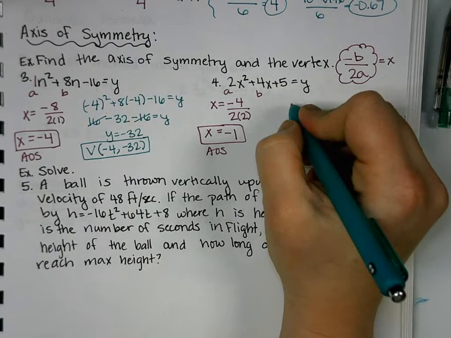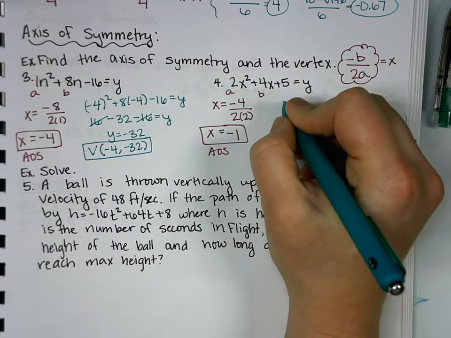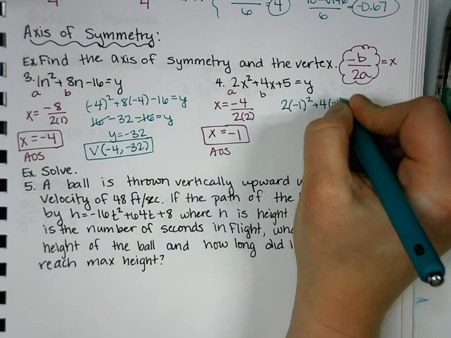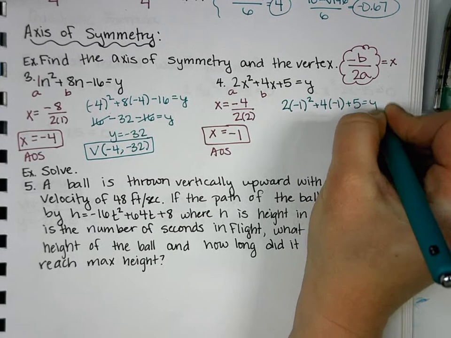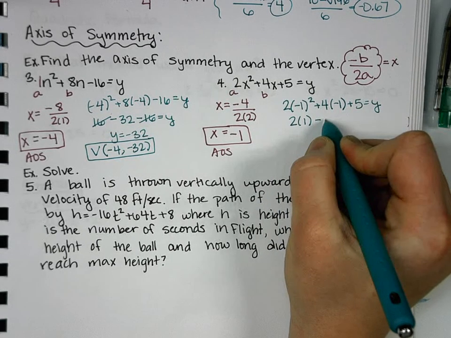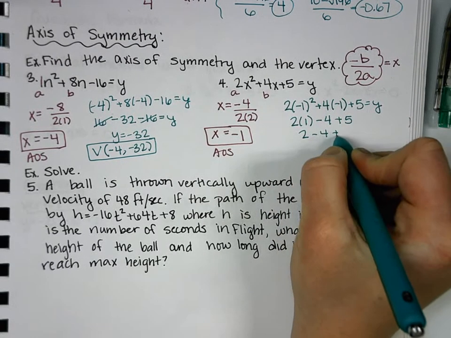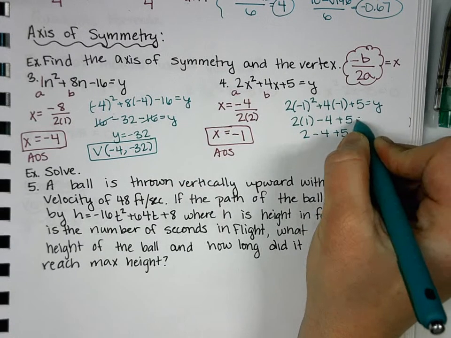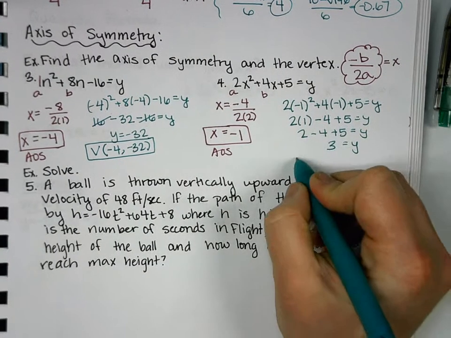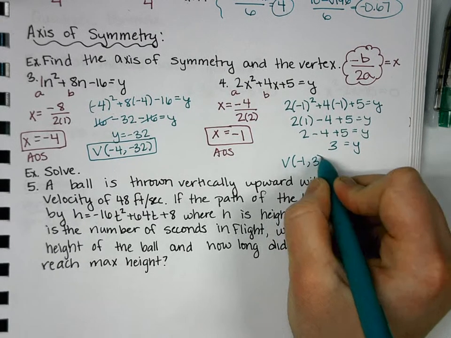For our vertex, we take that negative 1 we've just found for x and plug it in to find y. 2 times negative 1 squared plus 4 times negative 1 plus 5 will equal our y value. Negative 1 squared is 1. And 4 times negative 1 is negative 4. So we'll have 2 minus 4 plus 5. And so that means y will equal what? 3. So what's our vertex? Negative 1 comma 3 would be our vertex.